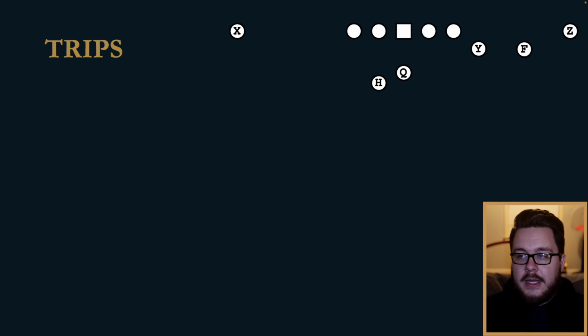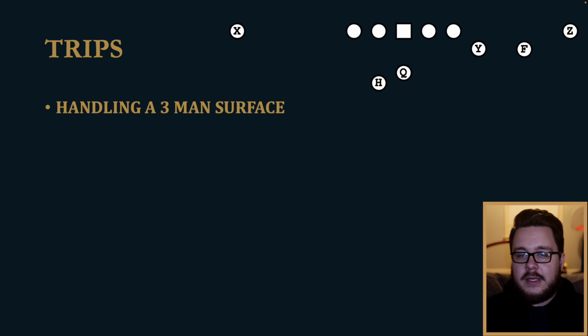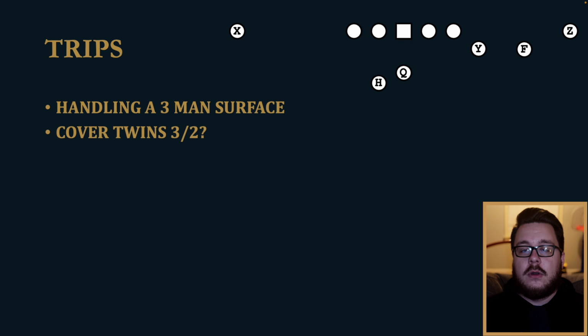All right, next we'll look at trips. This is what most people would call tray, where we have a twin side and a tight end to that side. So we've got a three receiver side with a tight end to the strength. Again, the defense is going to have to handle that three-man surface, but generally defenses want to cover 3 on 2 to a two receiver side. They want to have a corner, a safety, and an outside linebacker. But this formation really presents a lot of problems for that because the defense has to give up something in order to get that 3 on 2.